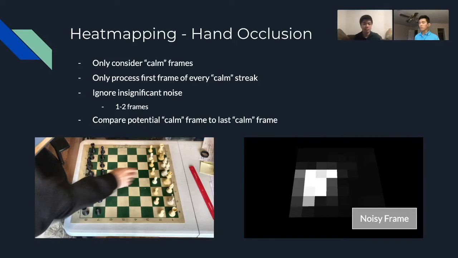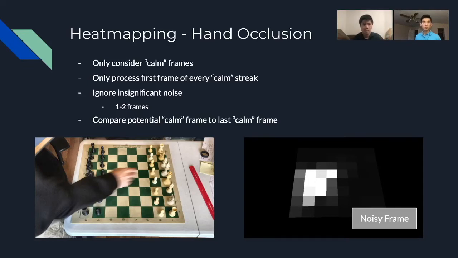With that calm streak, we want to ignore insignificant noise of maybe 1 to 2 frames. This is because maybe the light flickers a bit, or maybe even a bug flies through the image. We don't want to have it restart the calm streak because 1 to 2 frames is not enough time for a piece to have moved on the board. So we don't actually want to say that is a new streak. We want to say that that noise does not break the streak or interval.